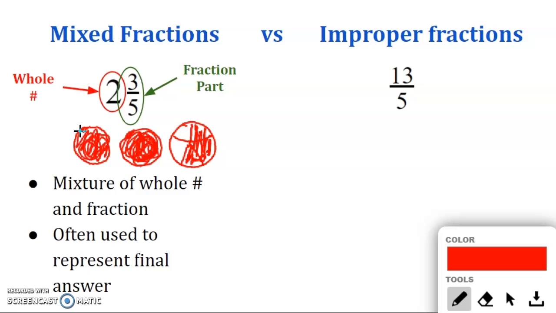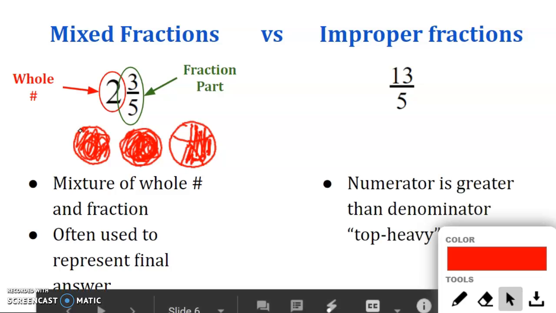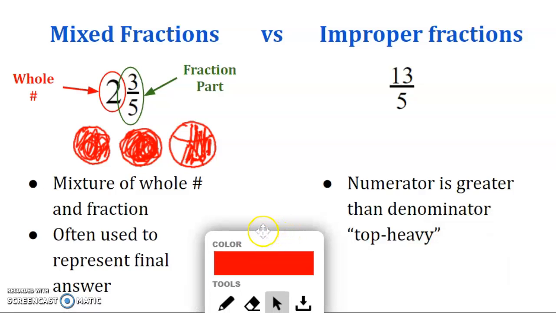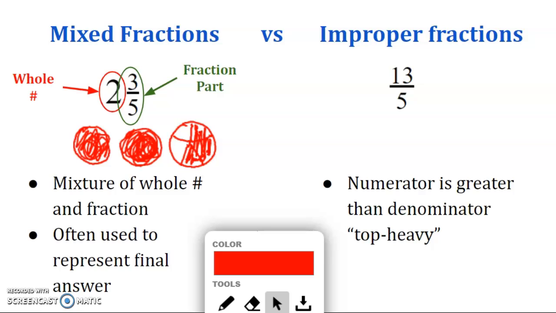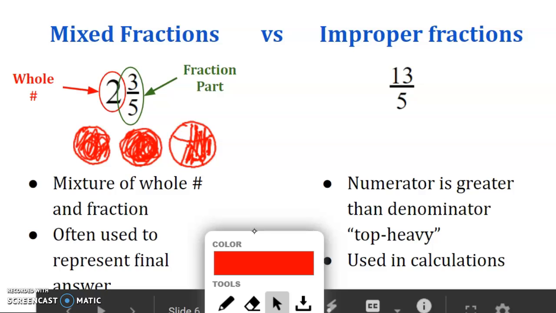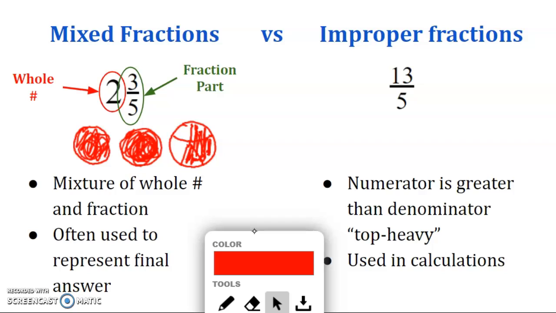What about improper fractions? Well, improper fractions are where the numerator, that's the top number, is greater than the denominator. The top number is bigger than the denominator, so it is top heavy because it's a bigger number on the top. And it's used in calculation. So whenever you're doing calculation, you generally want to be using improper fractions, especially when you're multiplying, you need to be using improper fractions.